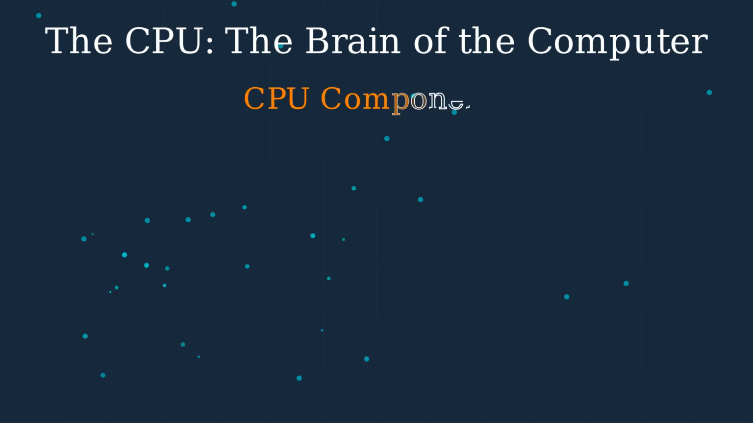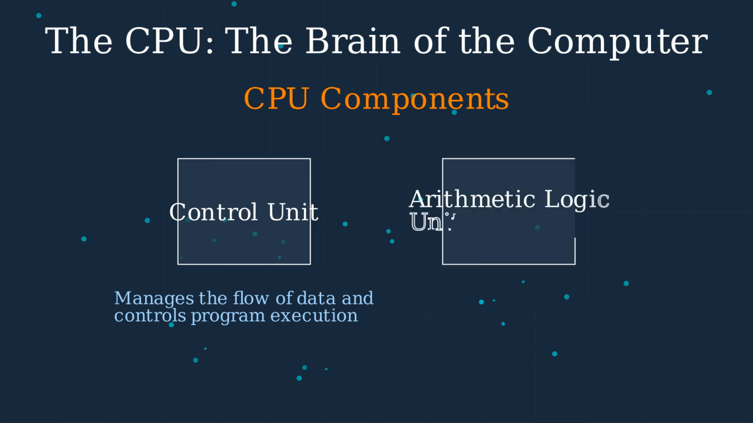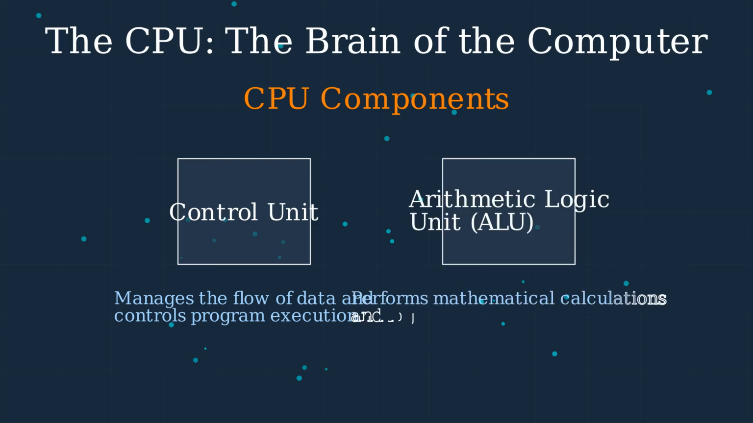The CPU consists of two main components. First is the control unit. The control unit manages the flow of data and directs the operations of the computer by telling other components what to do. The second main component is the arithmetic logic unit, or ALU. The ALU performs all mathematical calculations and logical operations, such as addition, subtraction, and logical comparisons. These two components work together, constantly exchanging data and instructions.